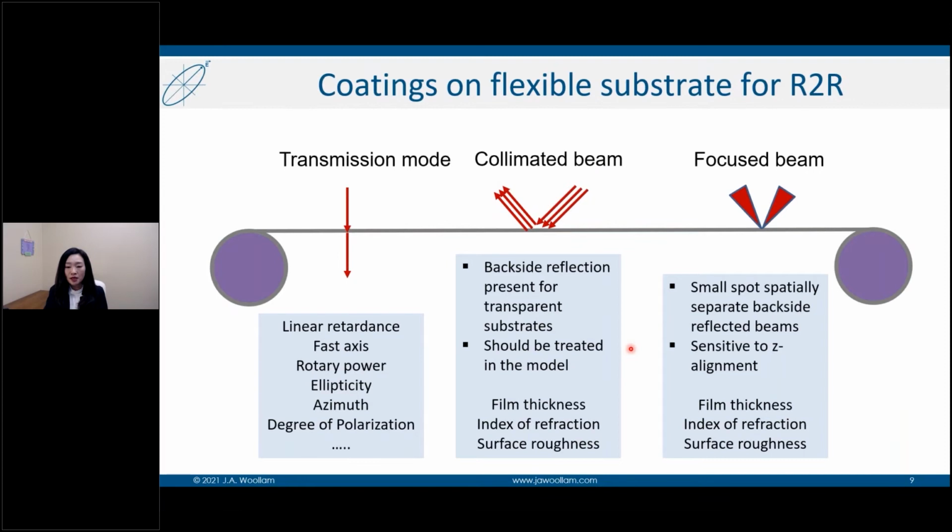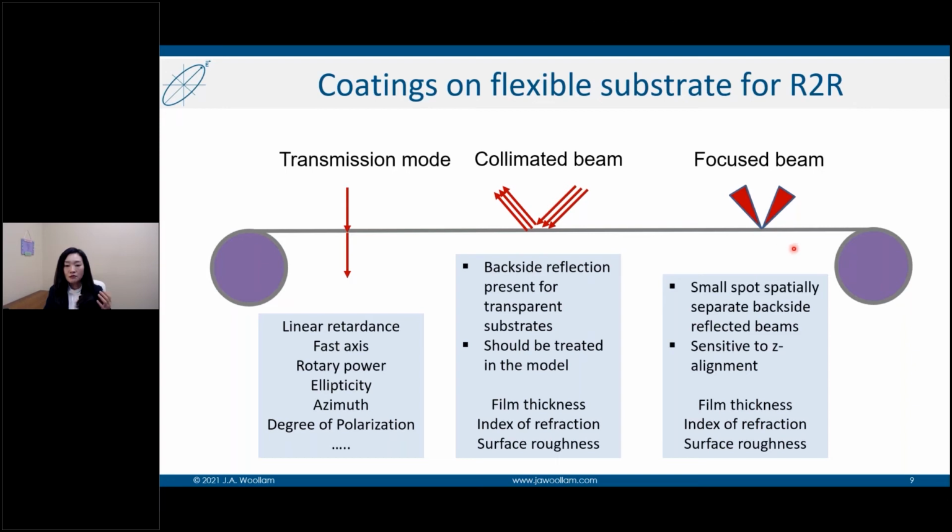For roll-to-roll applications, we can think of roughly 3 different ellipsometer system configurations. We can use transmission mode, especially for polarizing samples, such as polarizers, linear retarders, display devices, circular polarizers, or films in AR or VR devices. In this case, we are mostly interested in measuring retardance, fast axis, rotary power, ellipticity, azimuth, or degree of polarization. All of these are related to the polarizing effect of the sample.